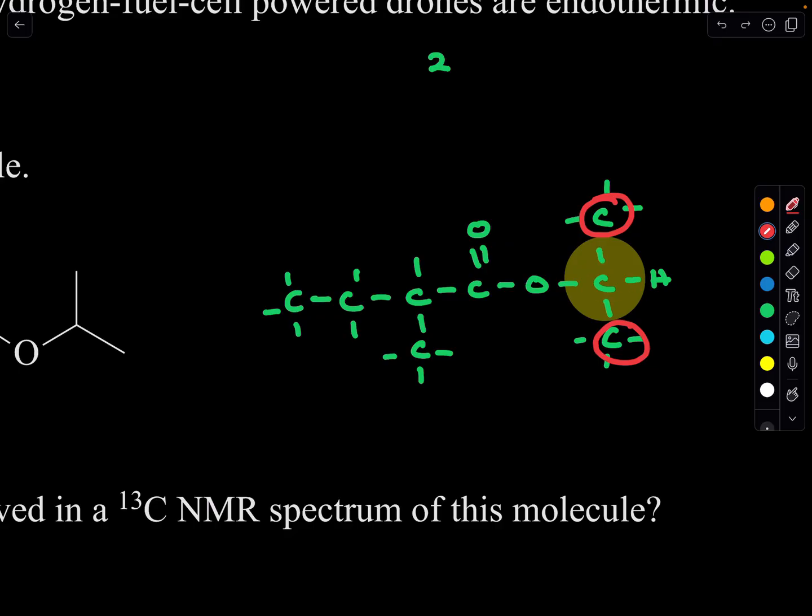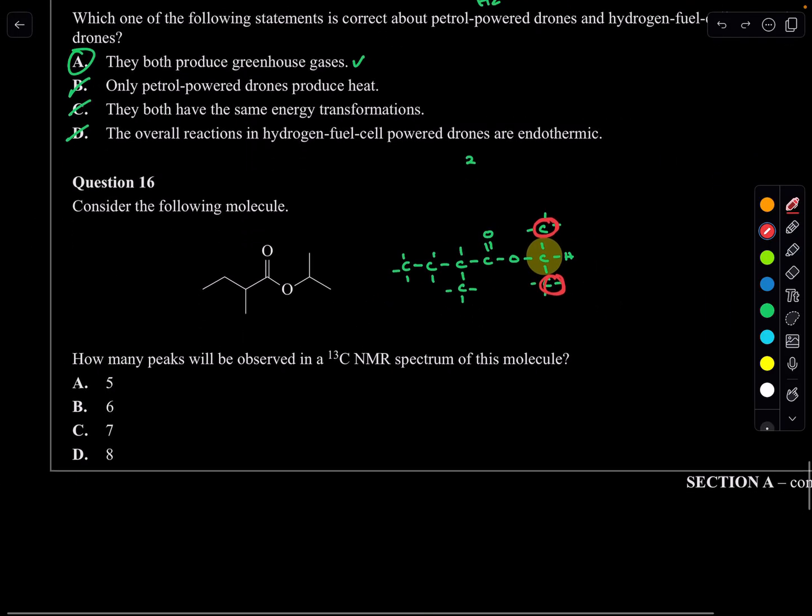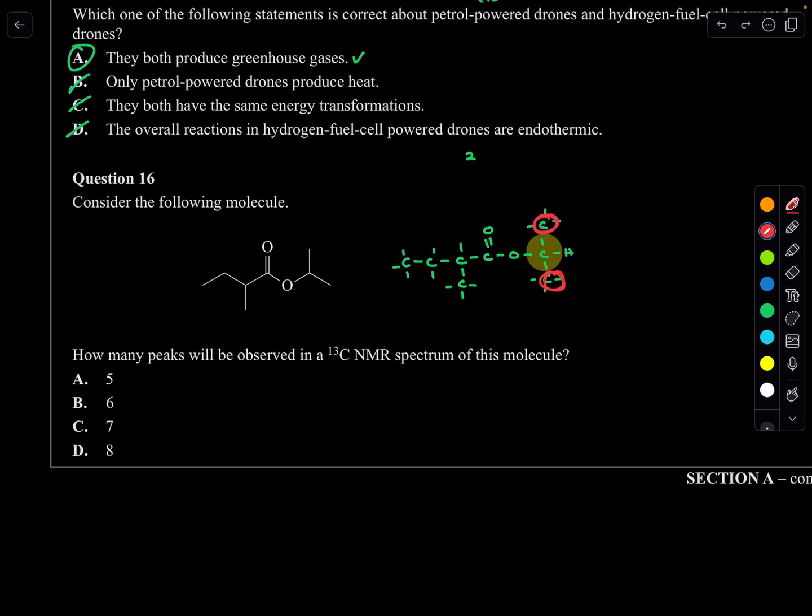Don't forget, people are probably going to put 8 because they just count the number of carbons. Wrong. Look at the symmetry. It's very symmetrical. For example, these 2 here around this C are going to be considered as 1. And don't forget this one also, that's 7. We have 7 peaks. So 16C.